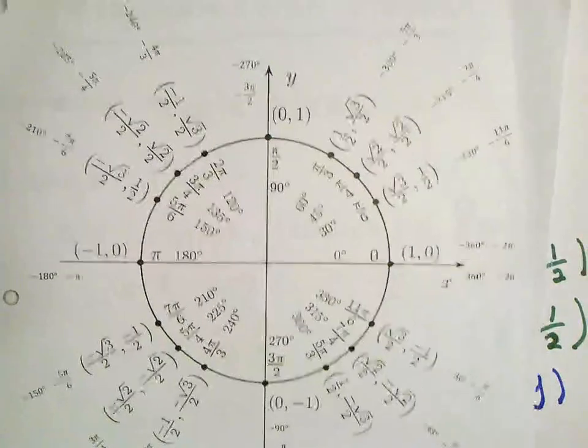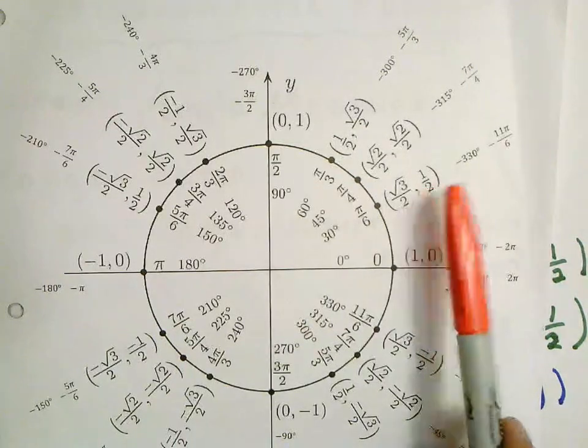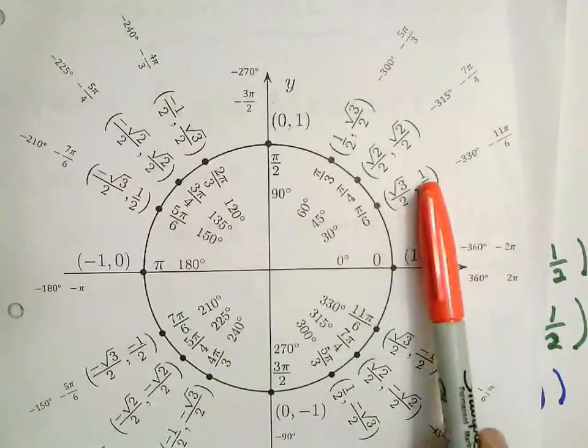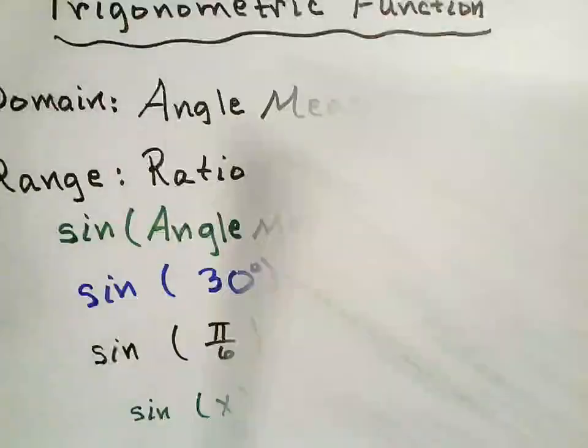And if you look here, inverse sine, we're looking for an angle whose sine is a half. You see in the first quadrant is positive. We're just looking in the first quadrant. Inverse sine is positive a half, and you see that's 30 degrees, which is pi over 6.